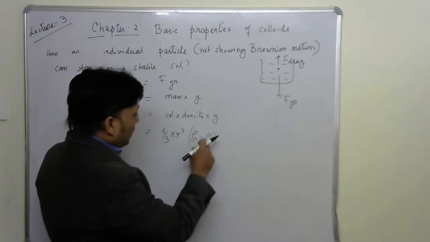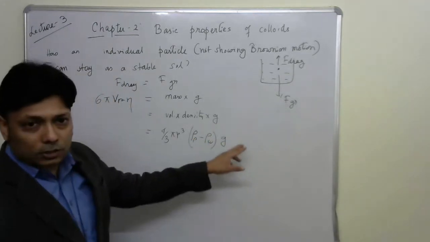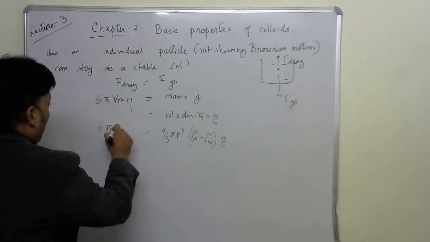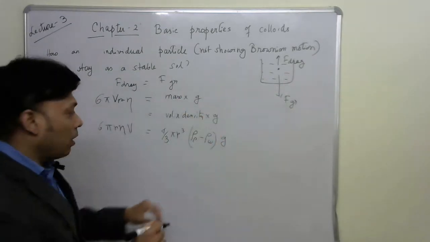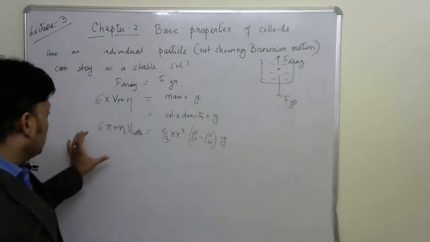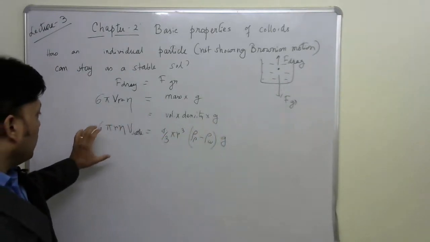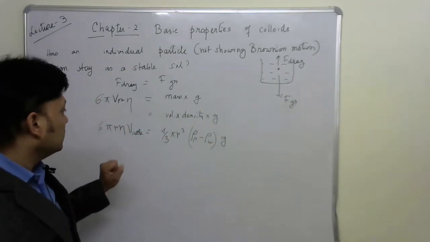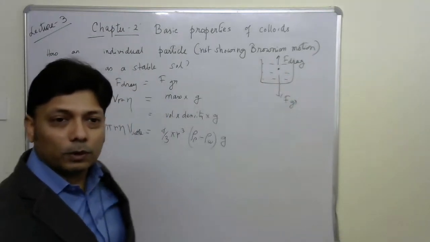So rho minus rho w multiplied by the acceleration due to gravity. Okay, so therefore we have 4 pi r eta v. So this v means the velocity of settling down, so we can directly write that this is the settlement velocity. So this is the critical limit. Okay, so if these two forces are balanced, then we have the particles floating in the liquid medium.